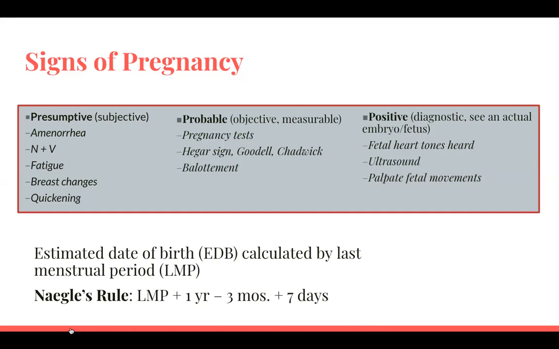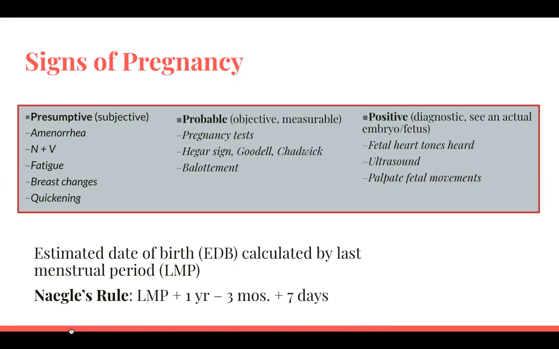So the Hegar sign is a softening of the uterus, and the Chadwick sign is the blue discoloration. So I would definitely keep those 2 in mind. The Goodell, one second. So yeah, it's a softening of the cervix. So that's what the Goodell sign is, which I could not remember for a second. Just keep that in mind. And then ballottement is that bounce. If you check for fetal placement in the vagina, then there should be like the bounce back. So that's ballottement.